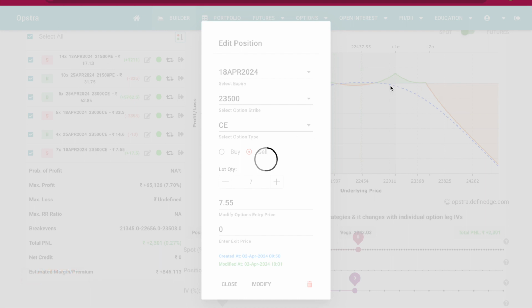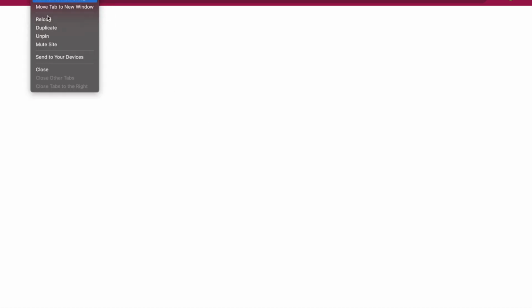Okay, for now, see this curve looks like this. I'll just show you. Okay, Opstra is completely stuck. Let's close this.